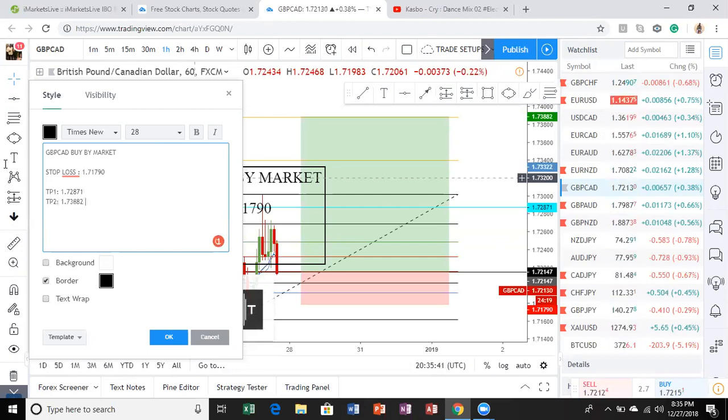1.7373882. Okay, so that should be your second take profit. You guys can take this pair. I'm taking it now, bro. I'm taking it now. Feel free to take it. Risking 2 to 3% of your account.